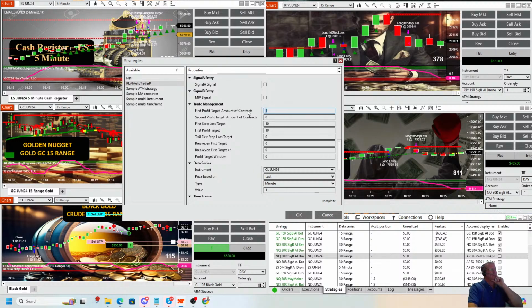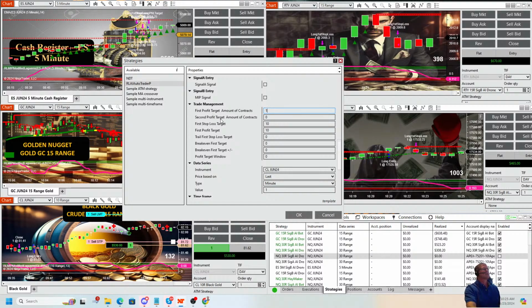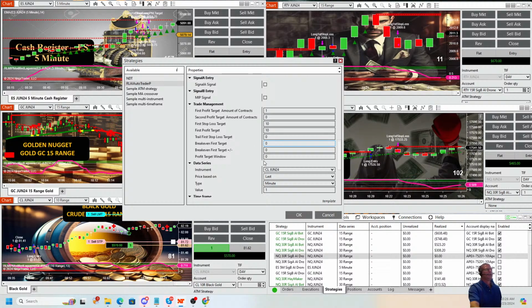I could put, if I wanted to trade, 5 or 10 contracts. I have a first profit, the amount of contracts, and a second profit, the amount of contracts. And I can pretty much input where my stop and profit targets are. If I want to input a trailing stop, I could put it in here. If at a certain point I want the stop to go to break even, and then even break even plus or minus to lock in some profits.